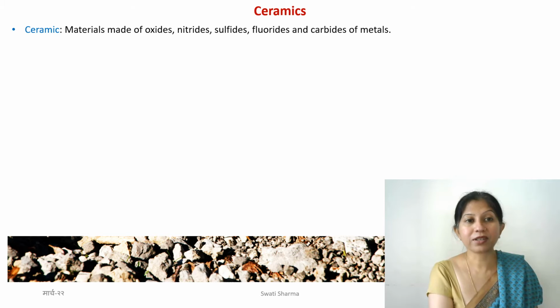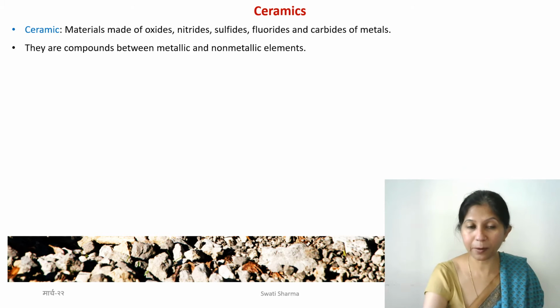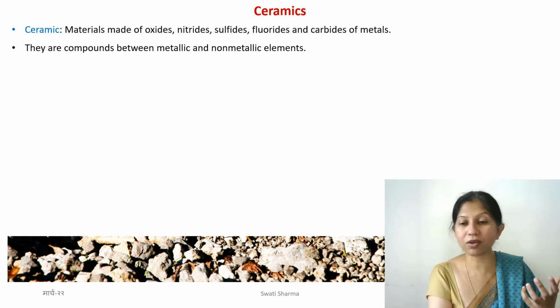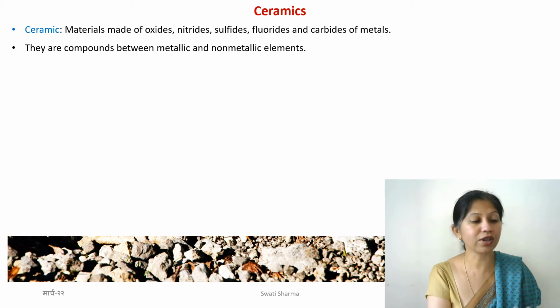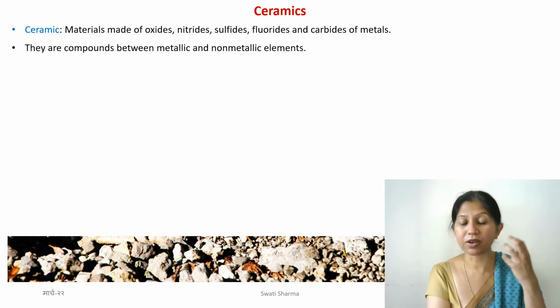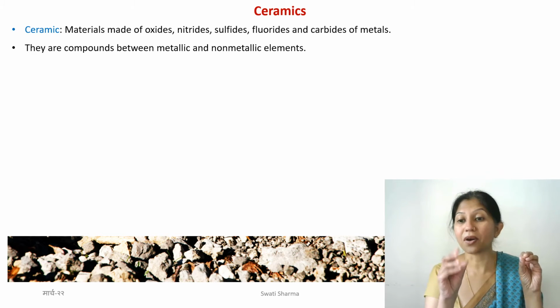By definition, what are ceramics? These are oxides or nitrides or sulfides, fluorides of metals. So basically, they are compounds of metals with some non-metal element. All right, so now you can already see the difference between an alloy or a polymer, different materials that we have already learned. In the case of an alloy, you will have two metals, but they are mixed together. They are just forming a mixture. They're not forming a compound. But here you are forming a compound, and that too between a metal and a non-metal.